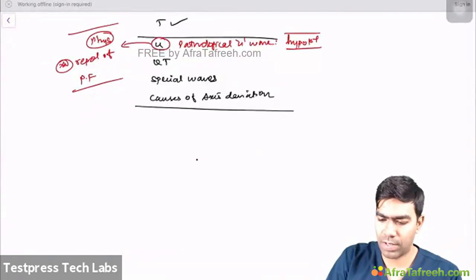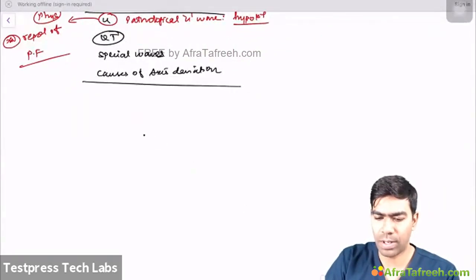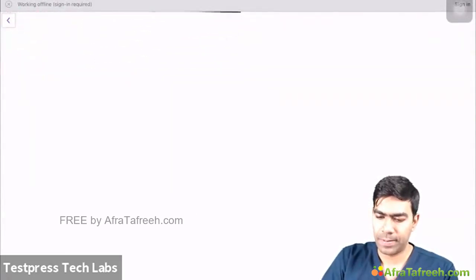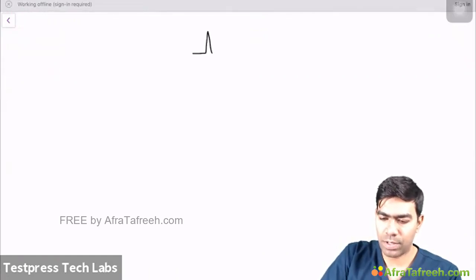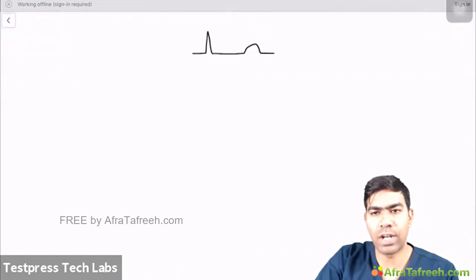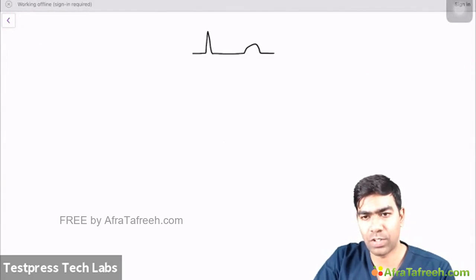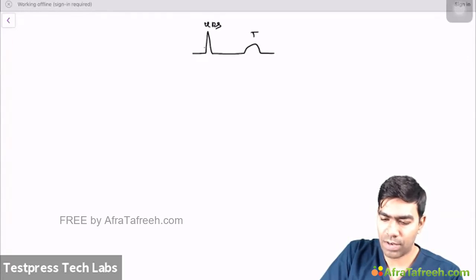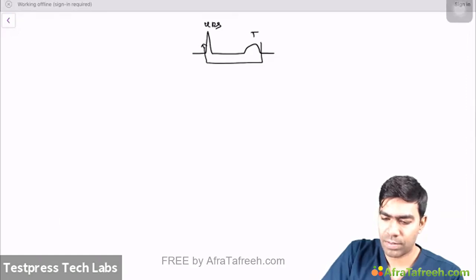So then we have QT interval, which is really, really important. As far as QT interval is concerned, you have the QRS complex and you have the T wave. QT interval always carries some special role. So let us see what role it carries. This is the QRS and this is the T wave. If you start from the beginning of the QRS to the end of the T wave, it is what we refer to as a QT interval.